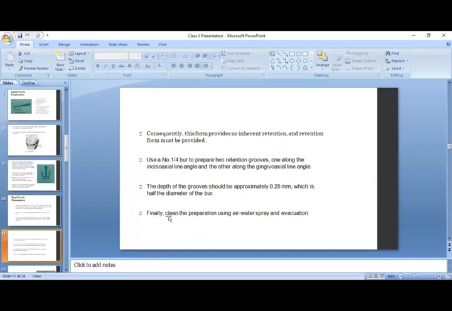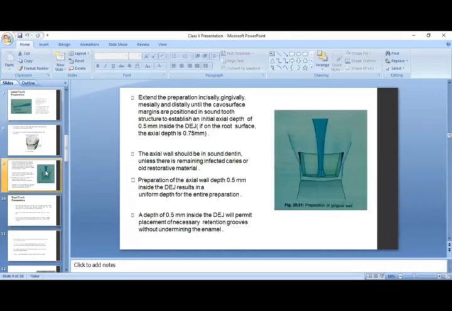Finally, clean the preparation using the air-water spray and evacuation. What does that statement mean? When we design the cavity, most of the infected tooth structure is removed with the bur, either an inverted cone bur or a round bur, or any other bur. That causes a lot of debris to form on the tooth structure. That debris should be removed, because if we leave it, the restoration won't be properly placed on the tooth structure.